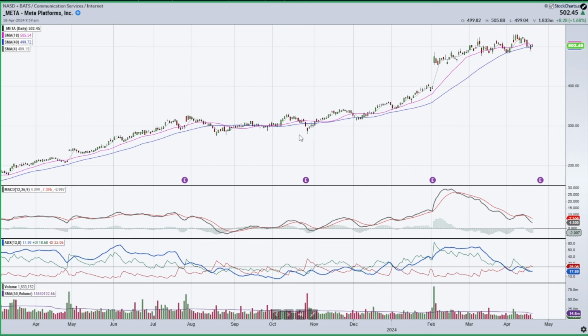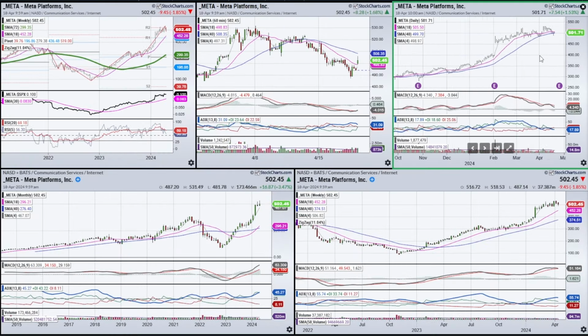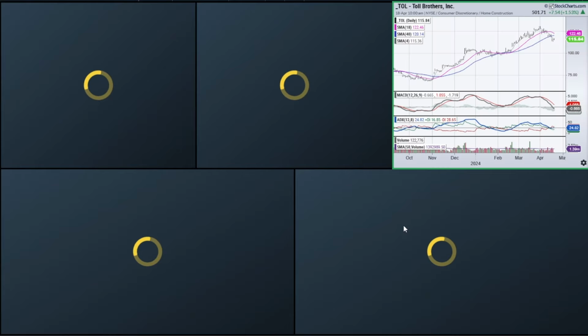Now, because the momentum on the higher time frames is so much stronger, I'm not all that concerned about this falling apart, but I think that this is likely going to reverse to the downside, probably get some more weakness, come down to support on the weekly chart.